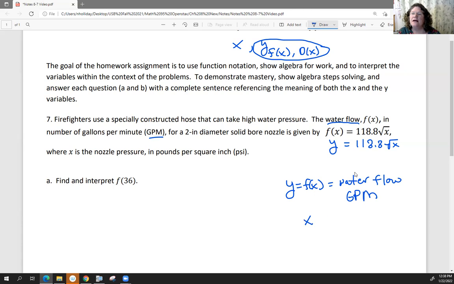For our X value, they did give us an X, so you find that in the description up here. Here's our X, and right next to it, it says X is the nozzle pressure. Okay, so that's our definition of X. So we're going to put nozzle pressure. And they gave units on that as well. It's in pounds per square inch, PSI.